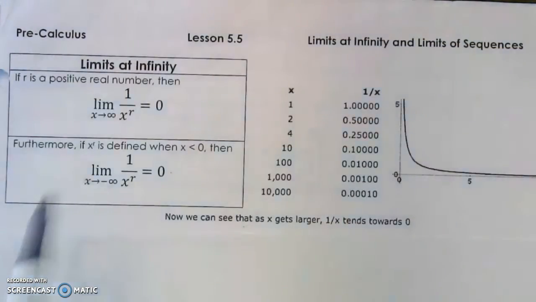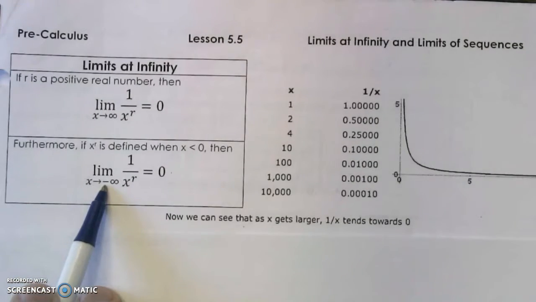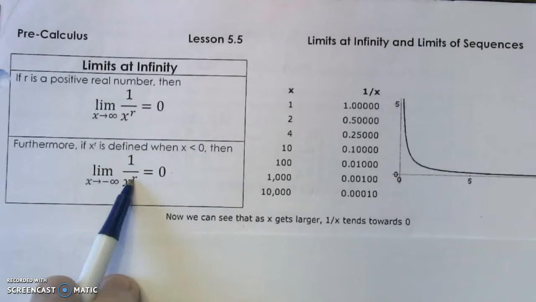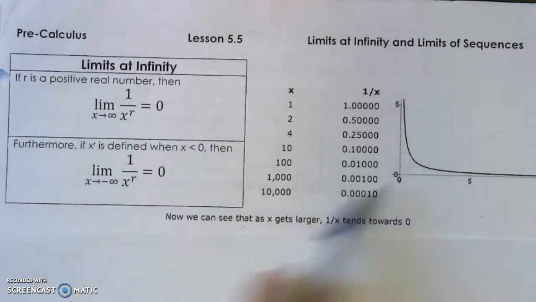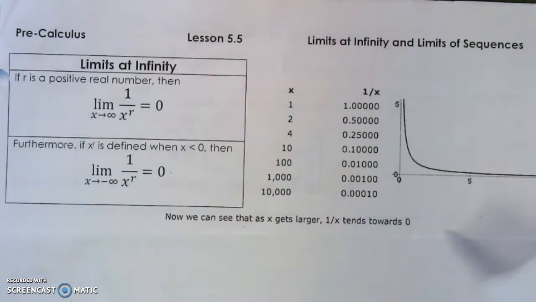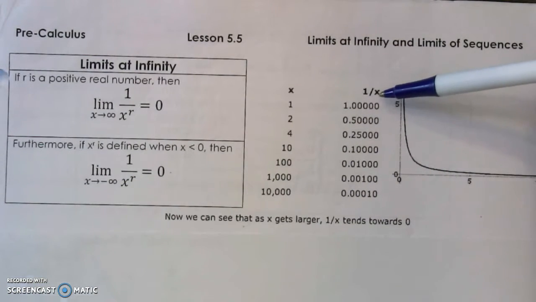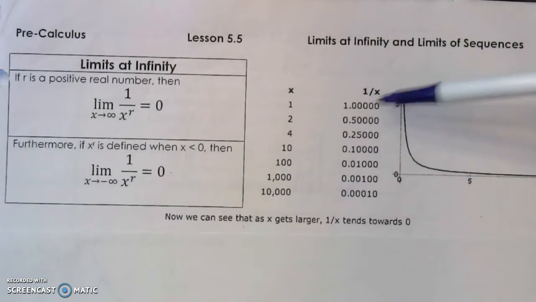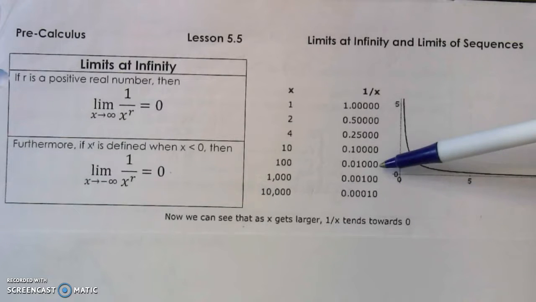And it also doesn't matter if we're headed to negative infinity, it's still going to be 0 because we're dividing by such a large negative number. We can see this in a table. If we've got the function 1 over x, and we take x to be really, really large, we see that the values get really, really small.